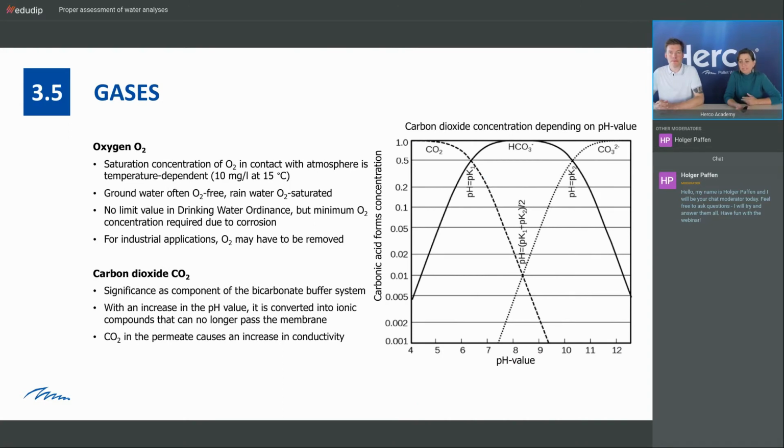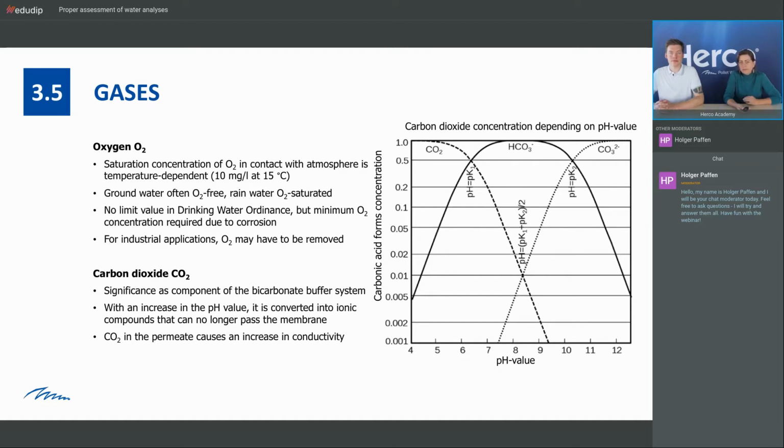The final part of these physical chemical parameters: gases. Of the gases that can be present and are important in water, usually this is oxygen and carbon dioxide, CO2. Oxygen has a saturation concentration of approximately 10 milligrams per liter. It's strongly temperature dependent. If you have groundwater, that's often free of oxygen, depending a bit on the redox potential. If you have water that is in a river, or rainwater, it can be already saturated.